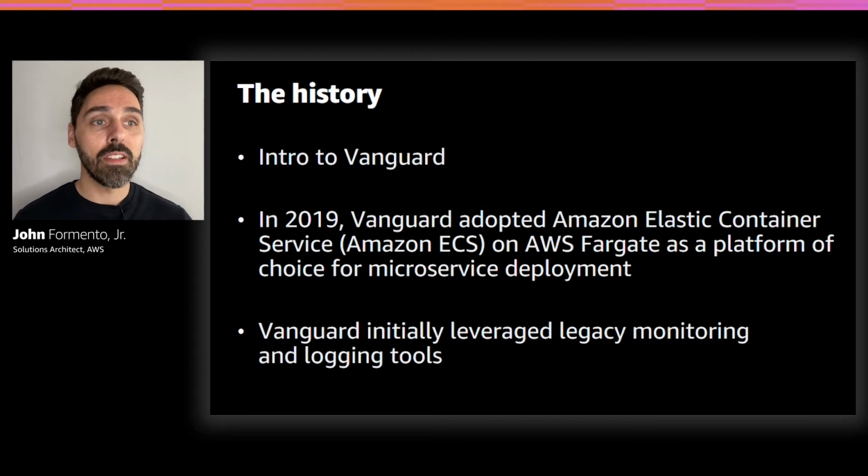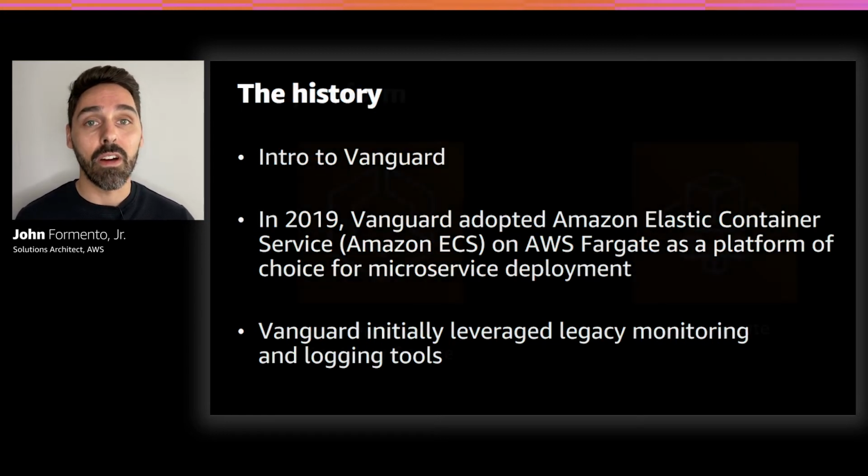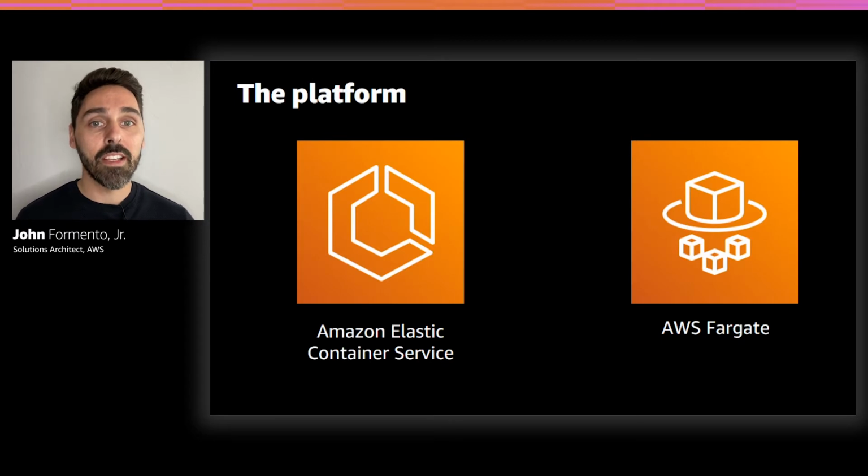But first, I wanted to line up and level set on the platform for those who aren't familiar. So Amazon Elastic Container Service is a cloud-native, high-performance, highly scalable container management platform that makes it easy to run, stop, and manage containers at scale. And you define your container in a task definition that allows you to run individual tasks within a service. And then in this context, a service is the configuration that enables you to maintain a specific number of tasks simultaneously in a cluster. And then Fargate on top of that is a technology that allows you to run ECS containers without having to manage servers or clusters of servers.